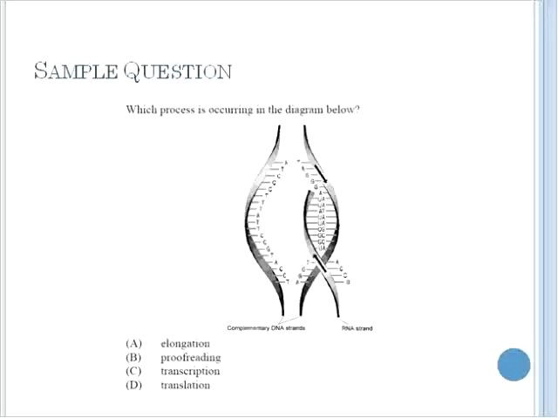This question asks you to identify the process that is occurring in the diagram below. If you recognize that what's happening is a messenger RNA strand is being formed from a DNA template, this question is relatively easy. This process is, of course, transcription.